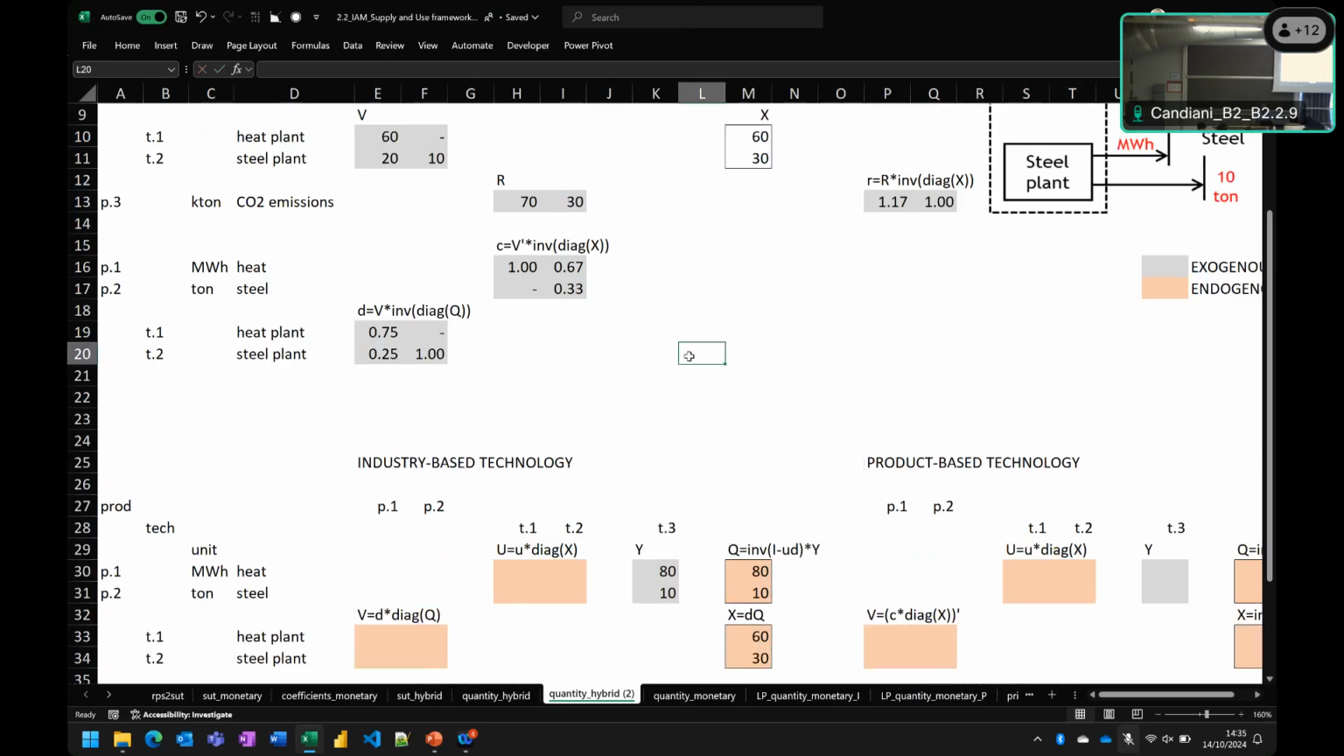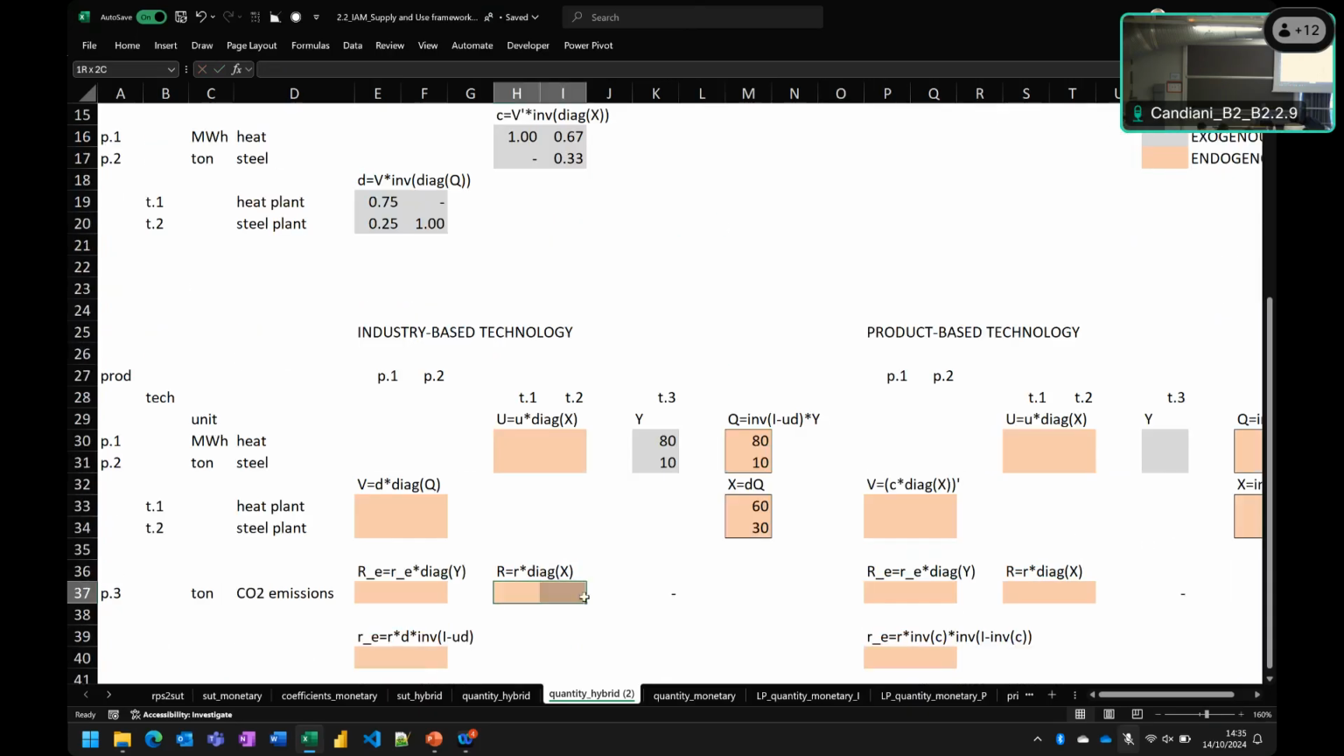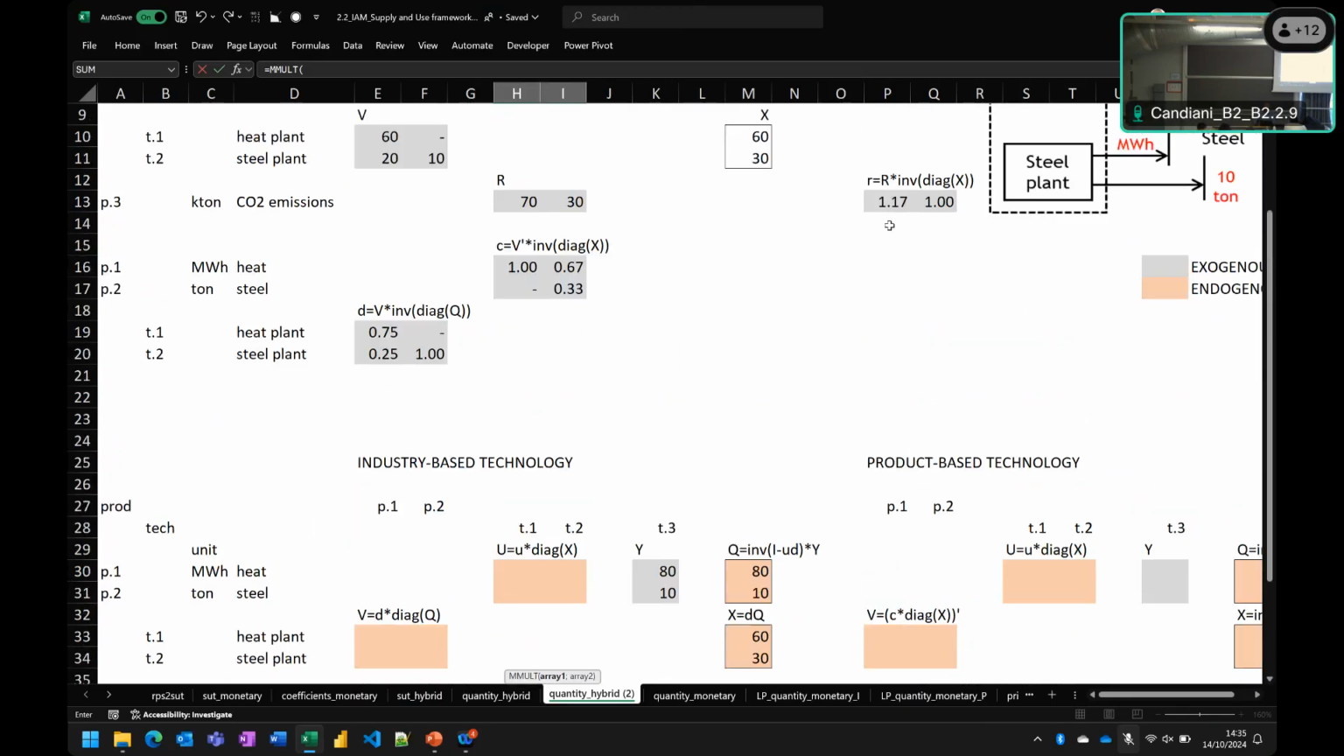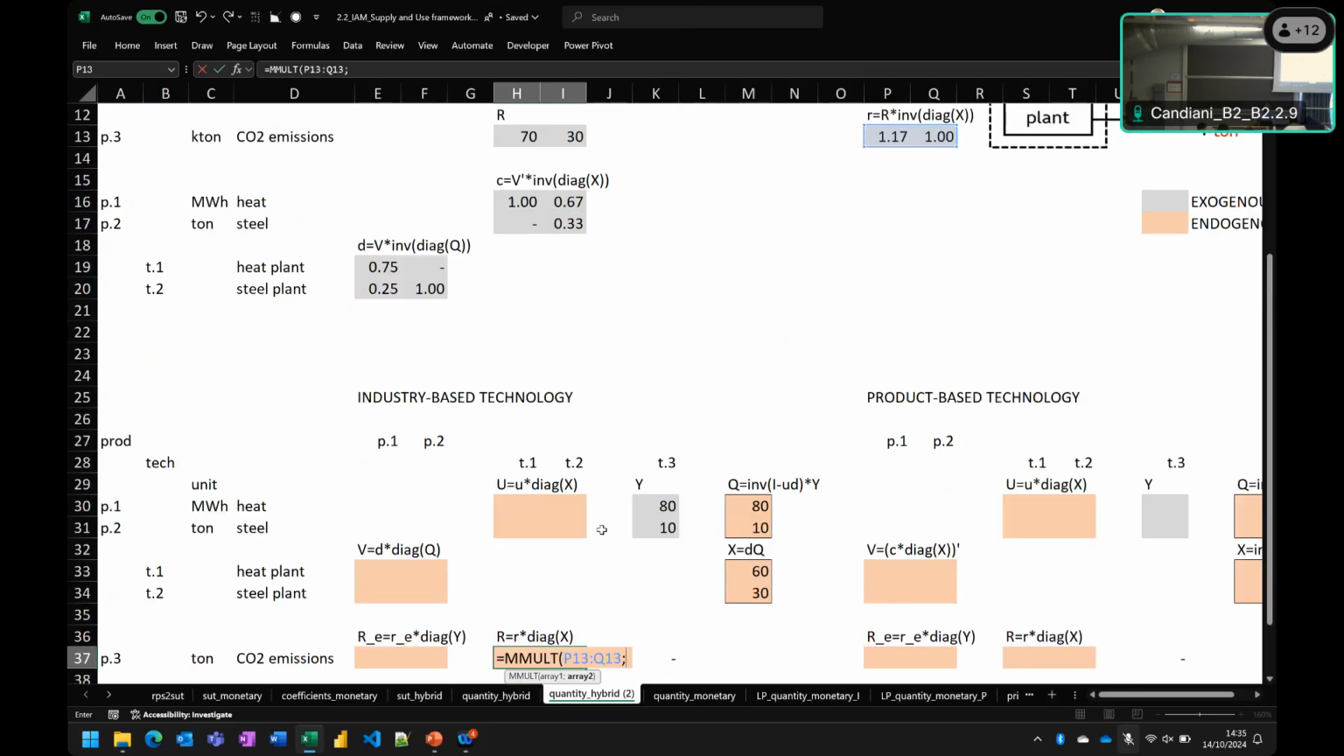Does it work for you guys? Great. Now let's calculate first the R. So the emissions are expressed by technology activity. So let's multiply the R, small r that we calculated up here, times the diagonal of X. So it's X times M unit 2, 70, 30.